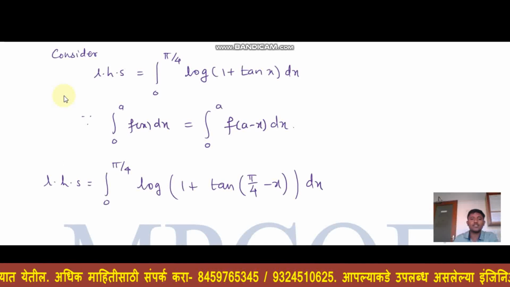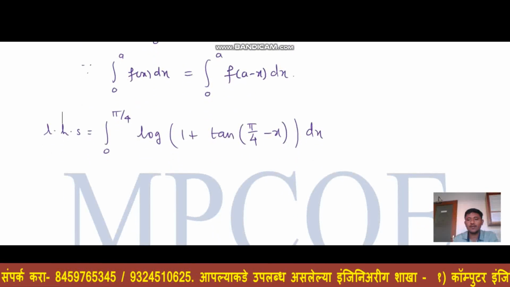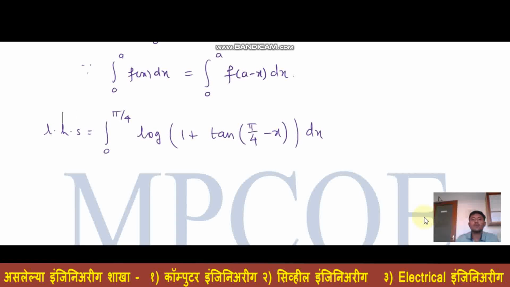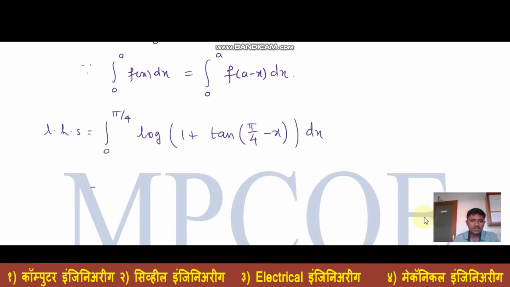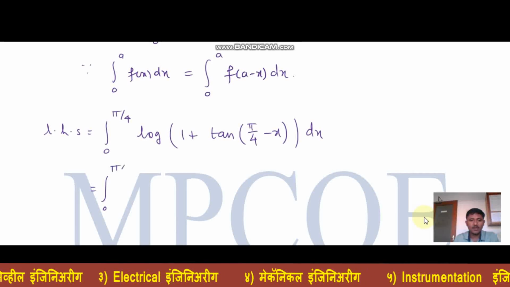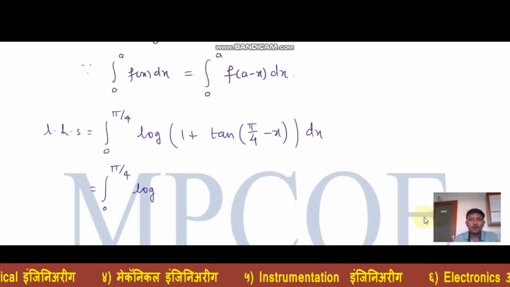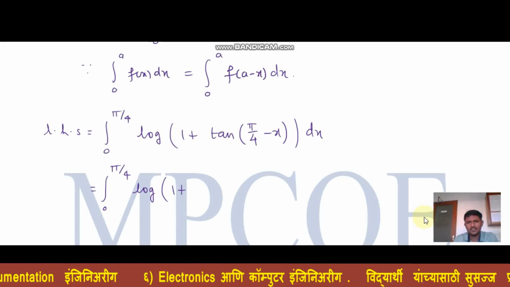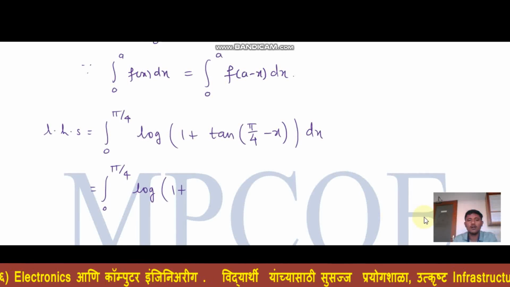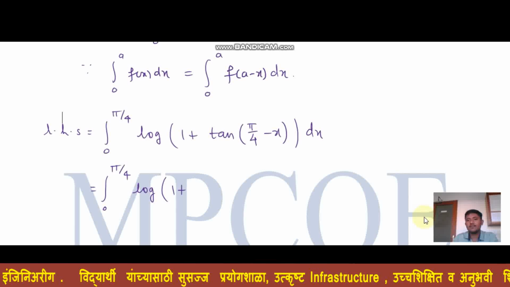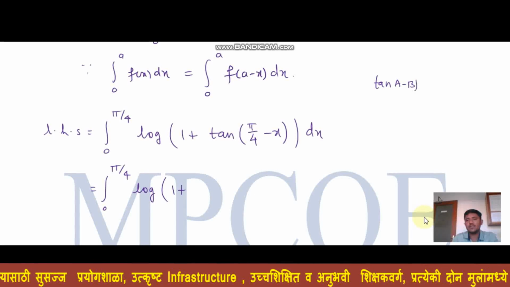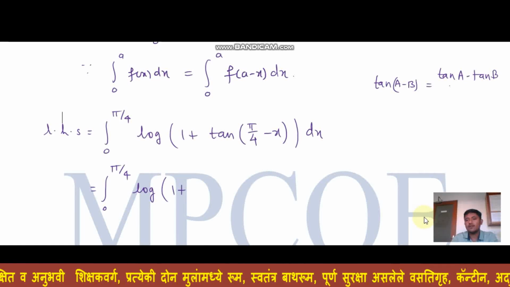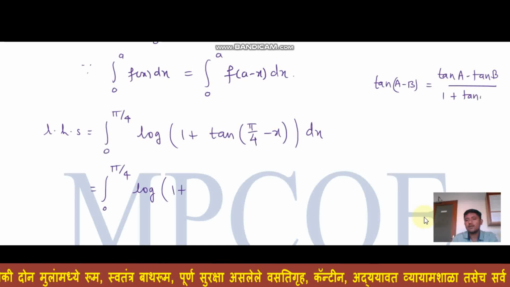So using that argument also we can write, but we have the fundamental property of definite integral, that is integral 0 to a f of x dx can be written as integral 0 to a f of a minus x dx. Now this integral will become 0 to pi by 4 log of 1 plus tan of a minus b. This is just like tan of a minus b, and we know that tan of a minus b can be written as tan a minus tan b divided by 1 plus tan a tan b.